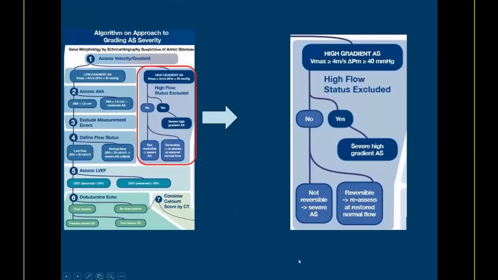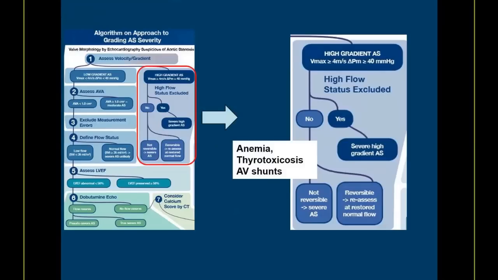What we mean by that is it's generally pretty evident with the patient. Does the patient have anemia, a thyrotoxicosis state, or some AV shunt, some reason to have a very high output state? Generally you can exclude the high flow state. So with those two features, you have severe high gradient aortic stenosis. That's relatively straightforward.